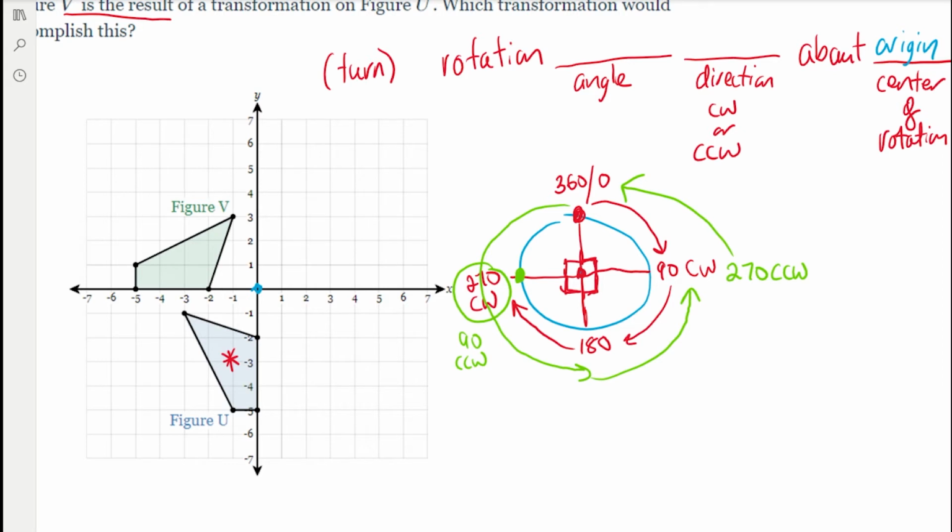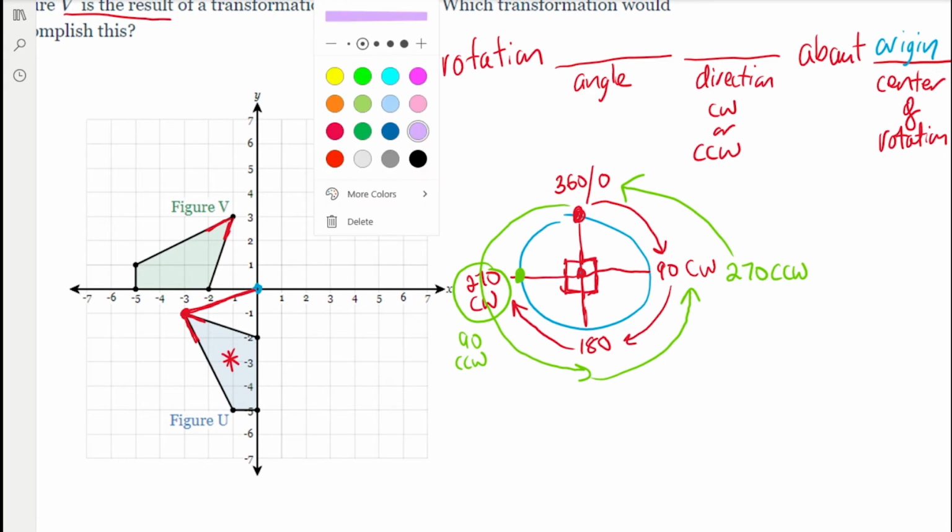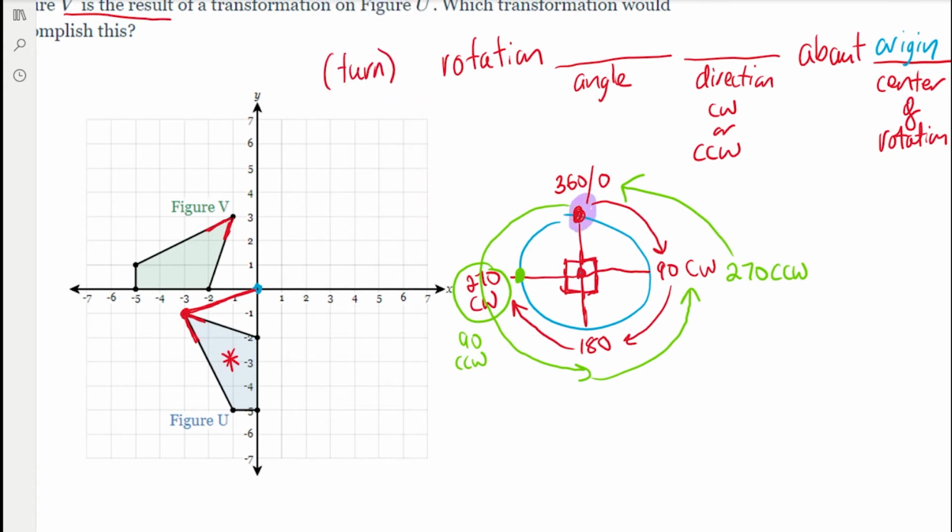Now, what you need to do is pick a point that you know the corresponding point for. I identify this as the pointy tip, and I know that pointy thing must go to that pointy thing. Those map onto each other. So I'm going to draw a line from my original point to the center of my rotation.